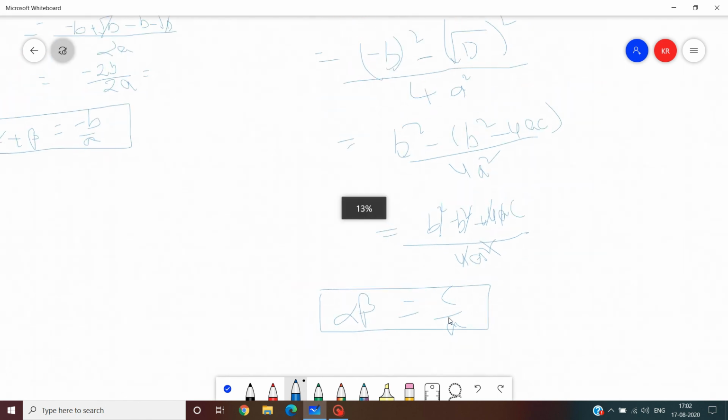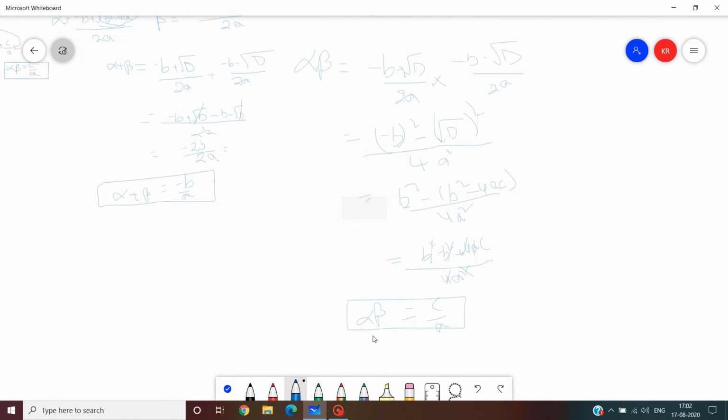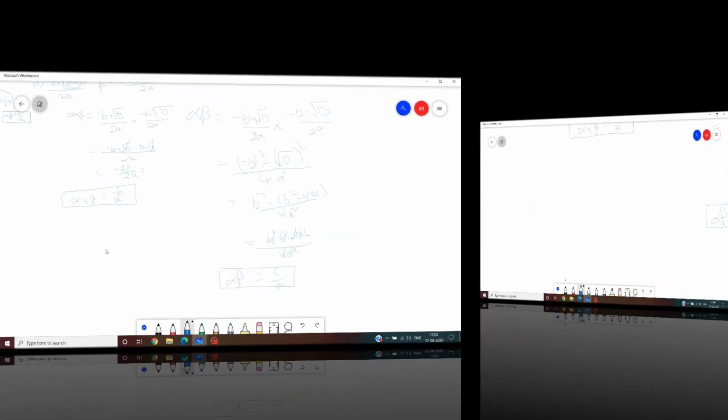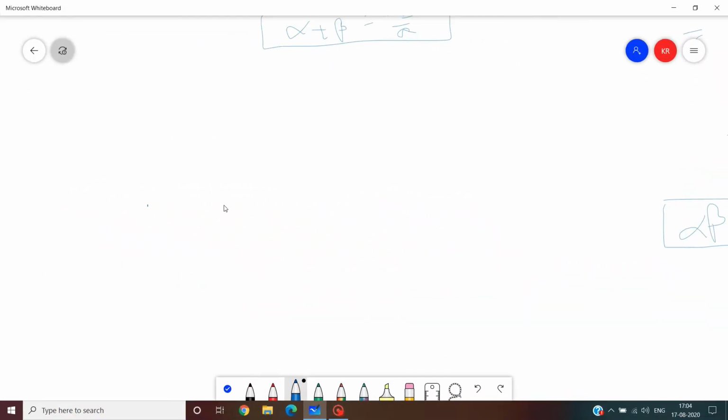So now we have got a relation between zeros and coefficients. Alpha plus beta equals minus b by a. Alpha beta equals c by a. So let us do an example. If you get any questions in any exams, like what is the sum of the roots or product of the roots, then there is no need to find the roots of the quadratic equation. So let's take one example, 2x square plus 10x plus 16 is equal to 0.